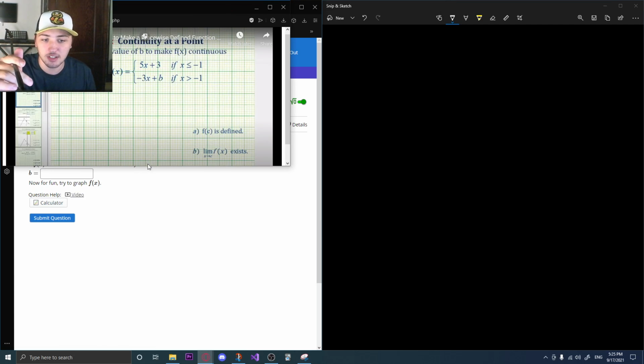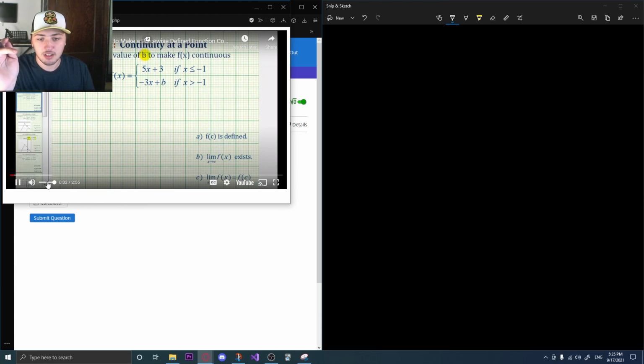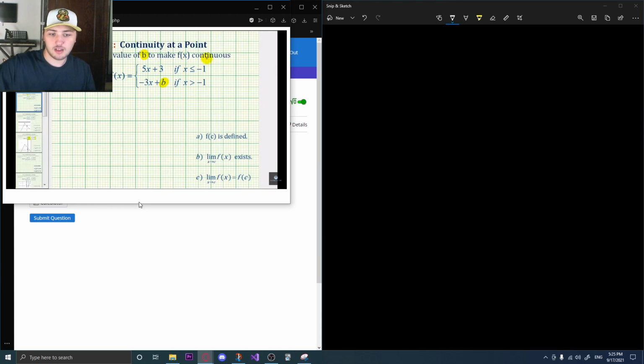That really sucks. If we want to determine the value of b, this constant here, that would make f of x continuous everywhere. Well, if f of x is continuous everywhere, that means we should be able to sketch this piecewise defined function without lifting up our pencil. Notice both function rules for this piecewise defined function are linear functions, which means the only place where this function could be discontinuous would be at x equals -1.